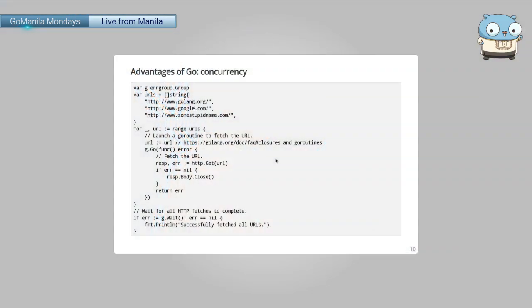In this example, we have 3 URLs in an array. The for loop in the middle sends fetches for all of them, and then the bit at the end waits for all of them to return. As you can see, it's quite simple, quite easy to read, assuming you're familiar with Go syntax.